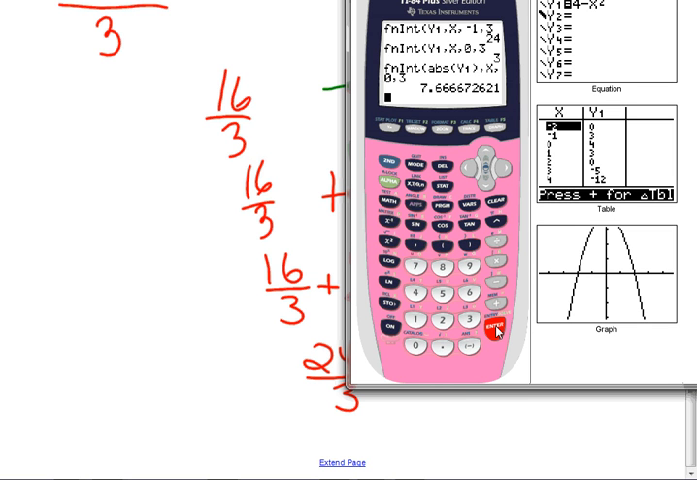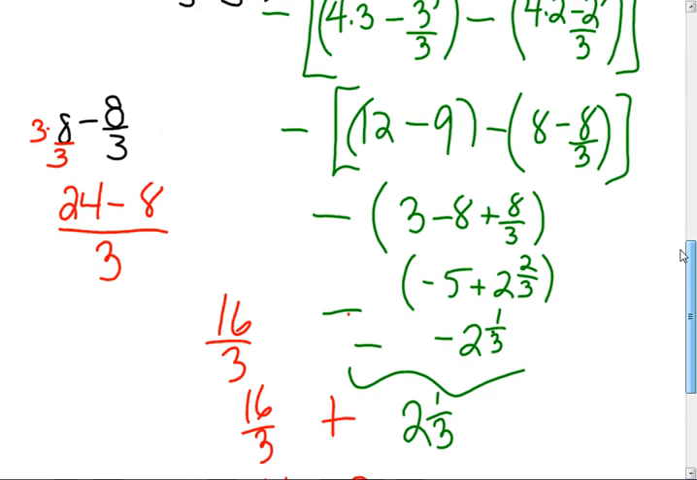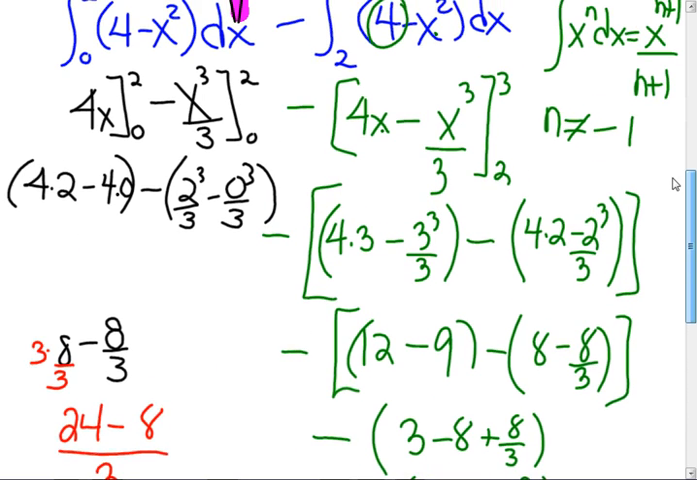7.6 repeating. Put your phone away, please. And what is that? What's 23/3? We're going to go find my mistake in about 2 seconds. It's the same answer. So I'm off by a little bit. Where did I make that mistake, you guys? Right there. I see it.